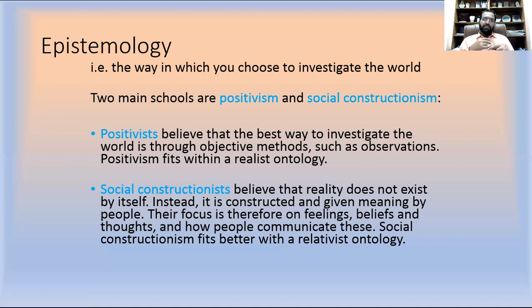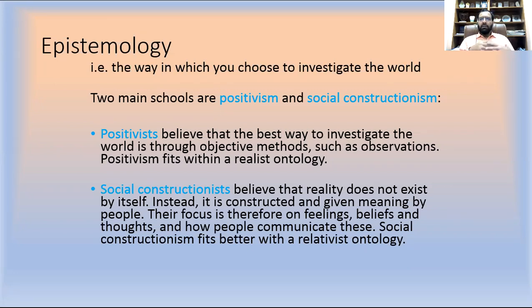Social constructionists believe that reality does not exist by itself. There is a school of thought that believes reality is not there; instead, it is constructed and given meaning by people. They believe that people don't know the actual reality. For example, there are people who still believe that we don't know exactly how the sun works, how that energy is generated by the sun, and how that energy is conserved.